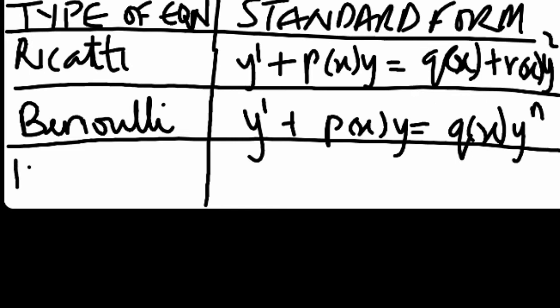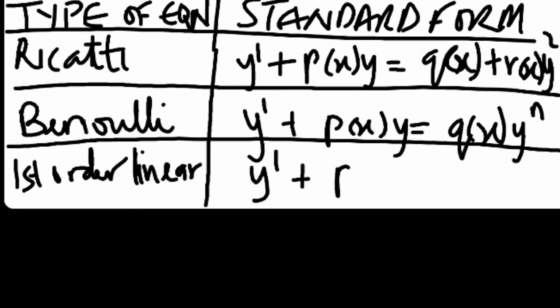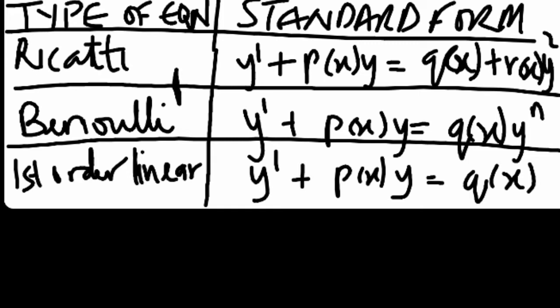The next one is first order linear equation, and I said that this is of the form what? y prime plus p(x) y is equal to some function of x alone. So this is the step from Riccati to Bernoulli, from Bernoulli to linear.